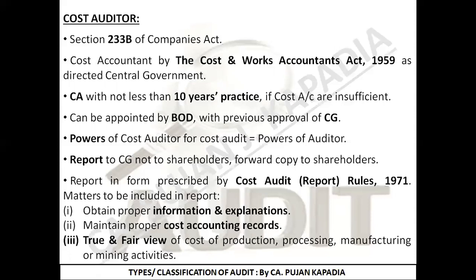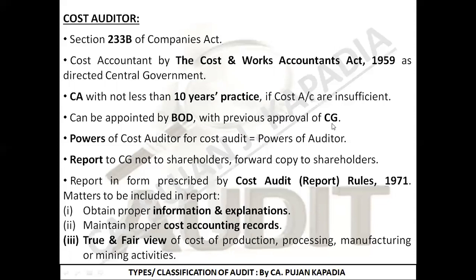Okay, let's move ahead. Cost auditor can be appointed by the board of directors with the previous approval of central government. So basically, if the question comes, who appoints the cost auditor? The answer you need to write has 2 important points. First, it is appointed by the board of directors. So the actual appointing authority is the board of directors. But before appointing, they need to take the previous approval of central government.